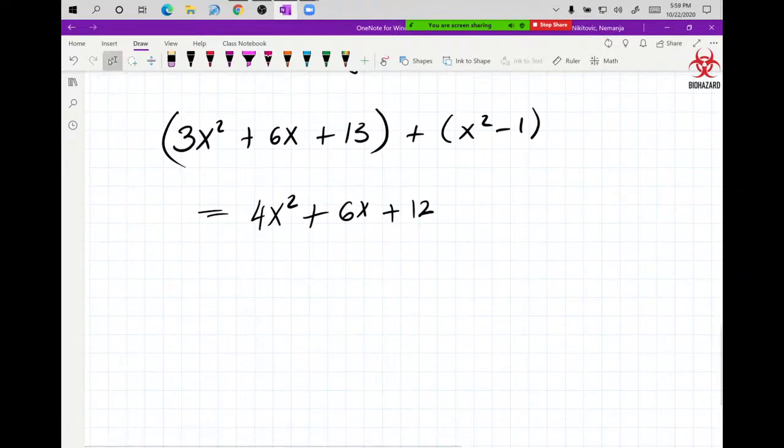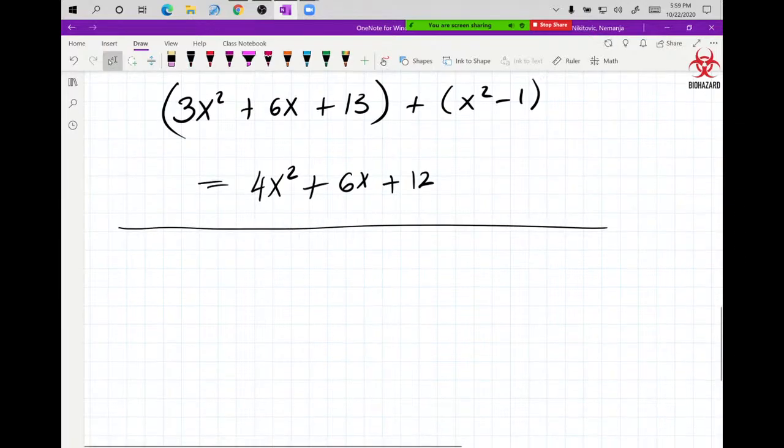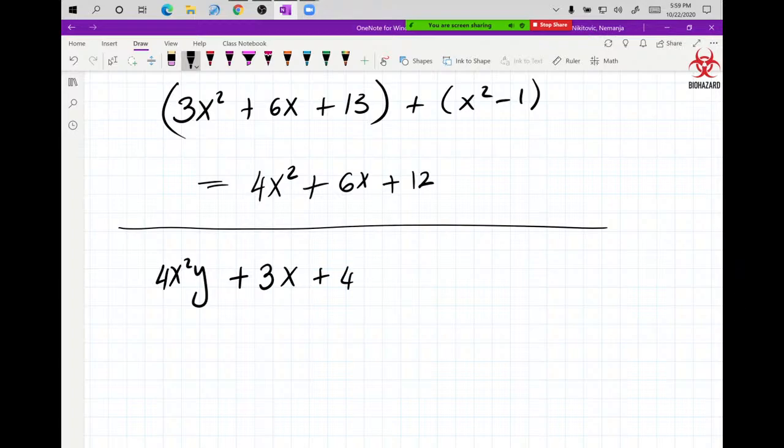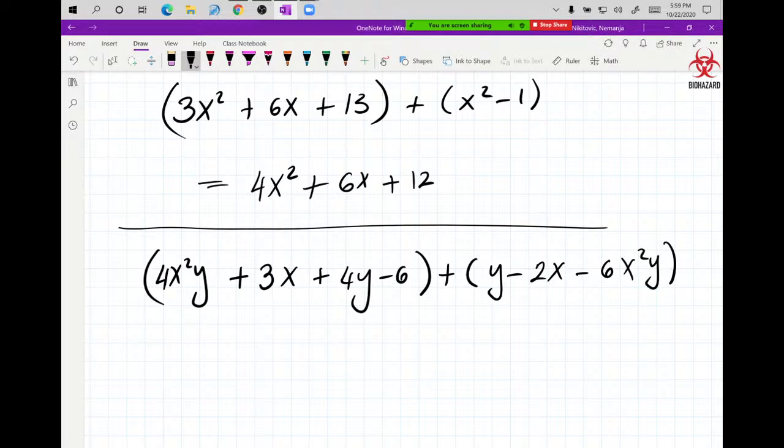All right, so here is the problem for you to enjoy. So 4x squared y plus 3x plus 4y minus 6 plus y minus 2x minus 6, let's say, x squared y. So please remember your goal is to find like terms.